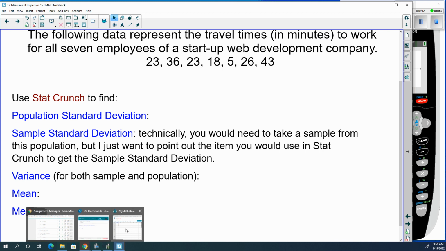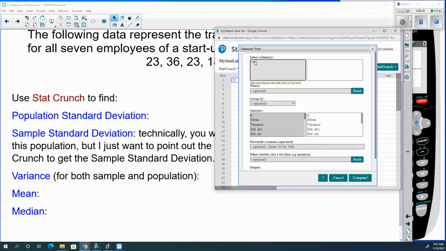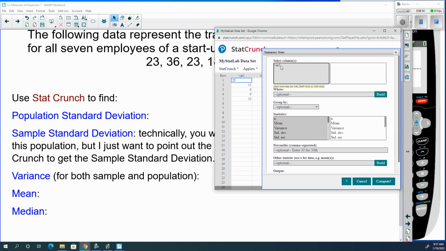Okay, so then once you have it in StatCrunch, I'm going to go Stat, and then Summary Stats. The information was in columns, so I'm going to click on Columns. It was in Variable 1. That was what this column right here was titled, so I select that. And then I tell it what I want. So notice over here, the variance is already selected, standard deviation is selected. So those things are already selected.